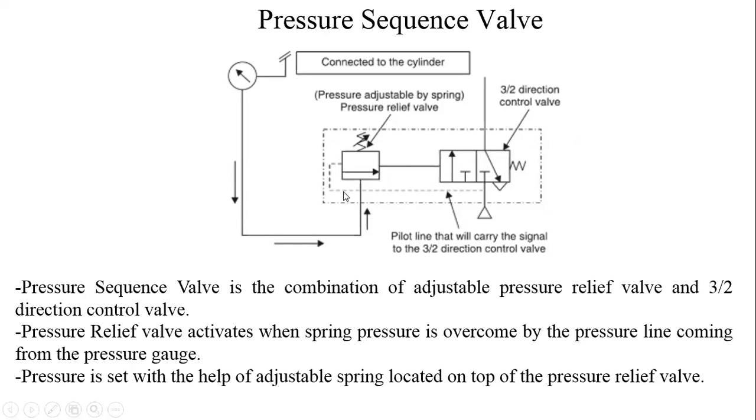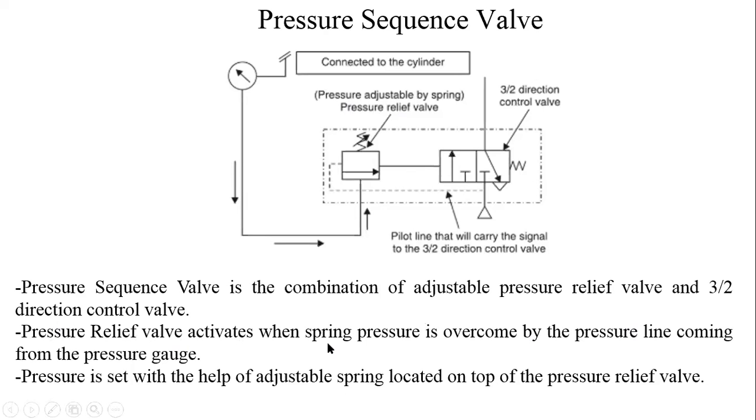The pressure relief valve has a spring setting on the top of it, which is variable. The pressure sequence valve is a combination of an adjustable pressure relief valve. Why is it called adjustable? Because a pressure relief valve needs some pressure setting, and that setting can be adjusted with the help of the spring on its top. It also consists of a 3x2 direction control valve. Port numbers 1, 2, 3. Two positions.